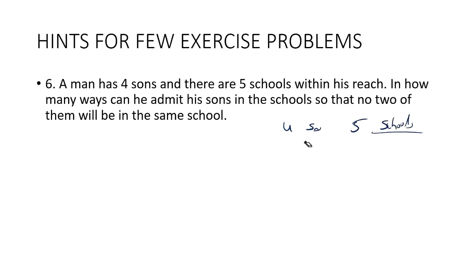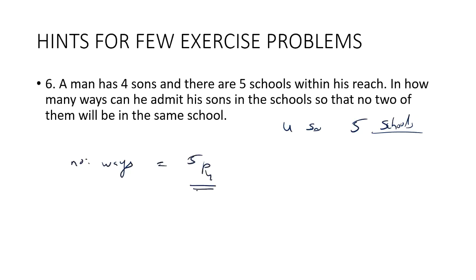Now the first son has 5 options, second one has 4 options, third one has 3 options, fourth one has 2 options. Therefore the number of ways in which these 4 sons can be admitted in these 5 schools is going to be 5P4. Number of ways is equal to 5P4.